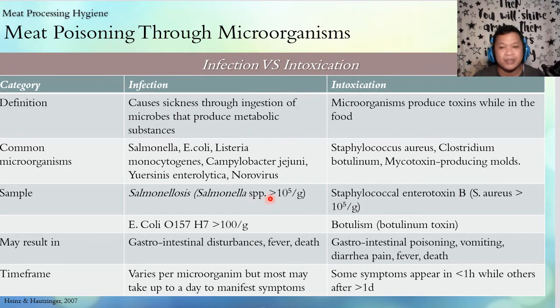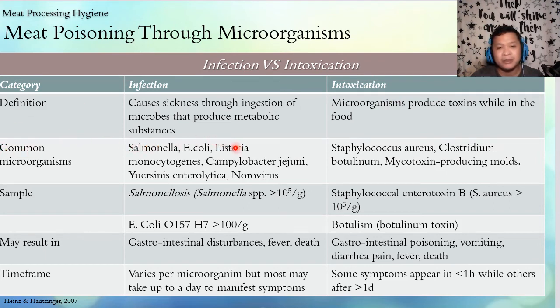Alright, now let's look at infection versus intoxication. I gave a brief definition earlier, but let's have some examples, no? Again, as I mentioned, pag sinabi nating infection, kakainin mo yung mikrobyo ng buhay at kung ano man yung metabolic substances na ginagawa nila habang nasa tiyan mo na sila, yun yung mag-cause ng poisoning. On the other hand, intoxication is the ingestion of the toxins that were produced by the microorganisms beforehand, regardless kung buhay pa or patay na yung microbes na ingest in food.